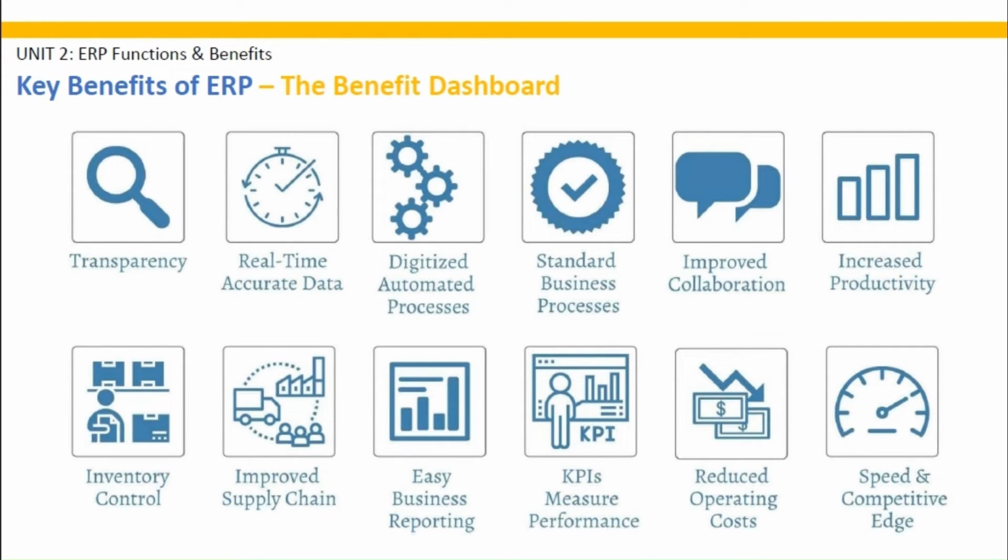Then key performance indicators measure performance, and we can easily see whether performance is increasing or decreasing. And reduced operating costs. Overall, the cost would definitely be reduced, and even the time is optimized. Less time for all the activities that we are doing, and the human resources that are required, and the time, all these are optimized. Then we have speed and competitive edge. It's very fast, so it will always have a competitive edge over the competitors.